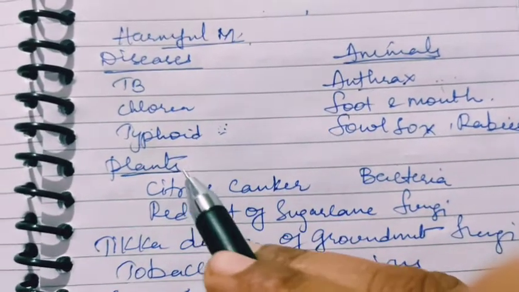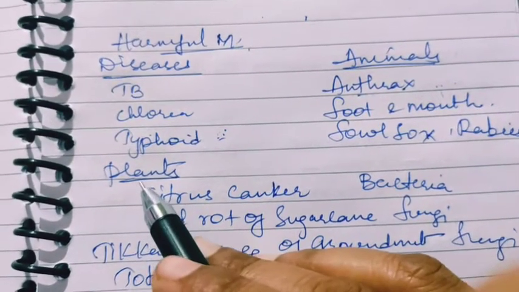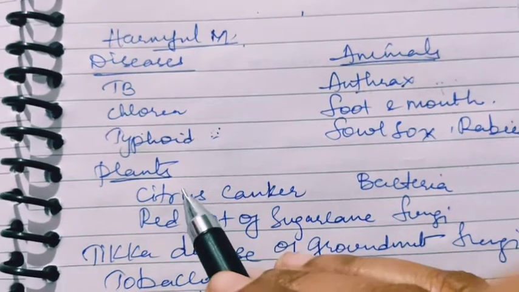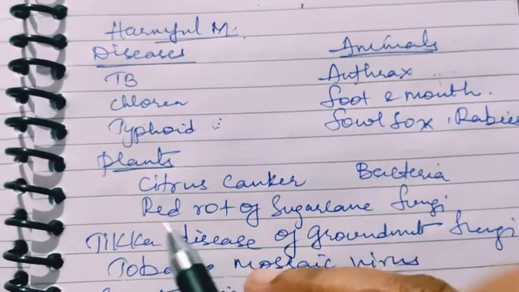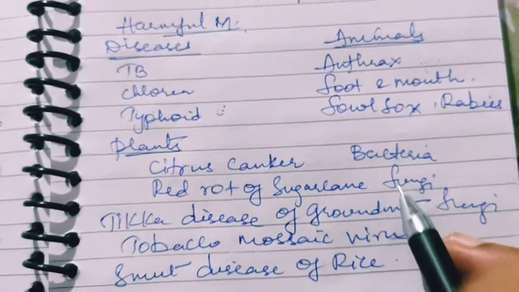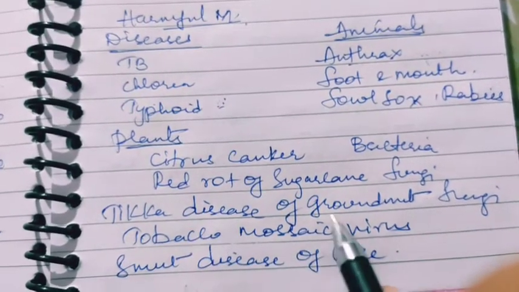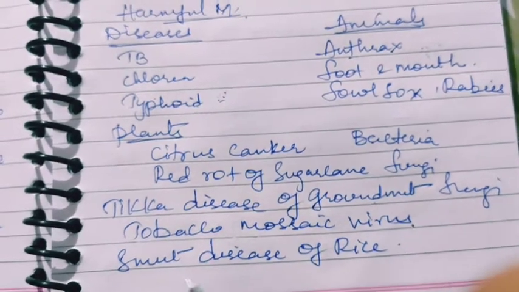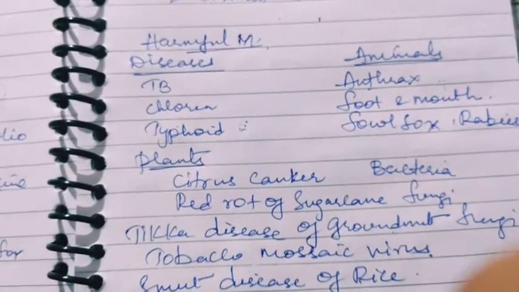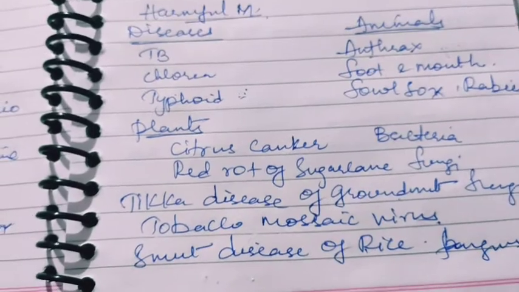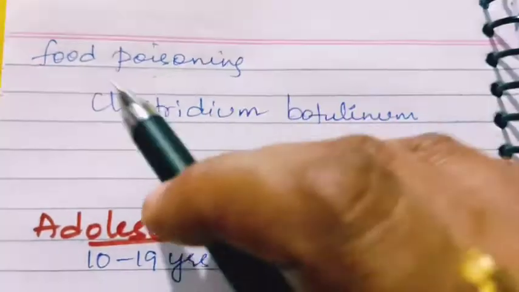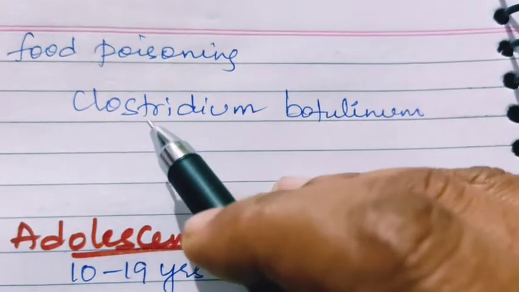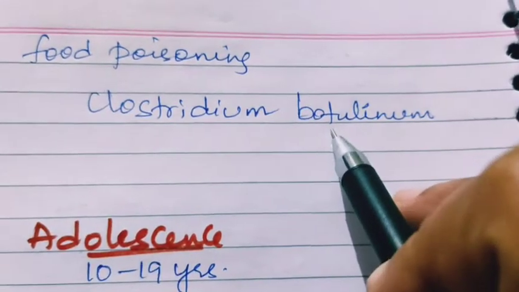We can also see plants get affected by microorganisms. Citrus canker is caused by bacteria, red rot of sugarcane by fungi, tikka disease of groundnut also by fungi, tobacco mosaic by virus, and smut disease of rice by fungus. Food poisoning is caused by the bacterium Clostridium botulinum.